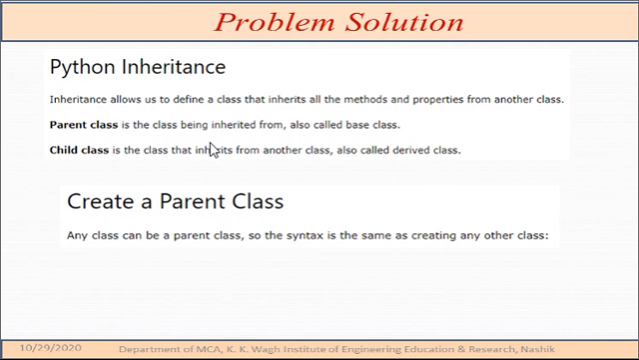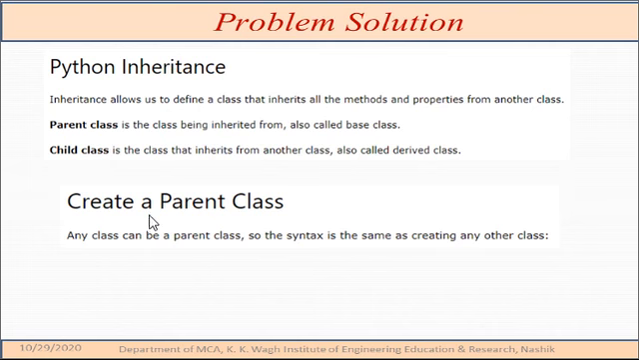So the parent class is the class from which other classes inherit whatever methods have been declared, and the child class can acquire the properties of that base class. The parent class can also be called the base class, and the child class can be called the derived class.